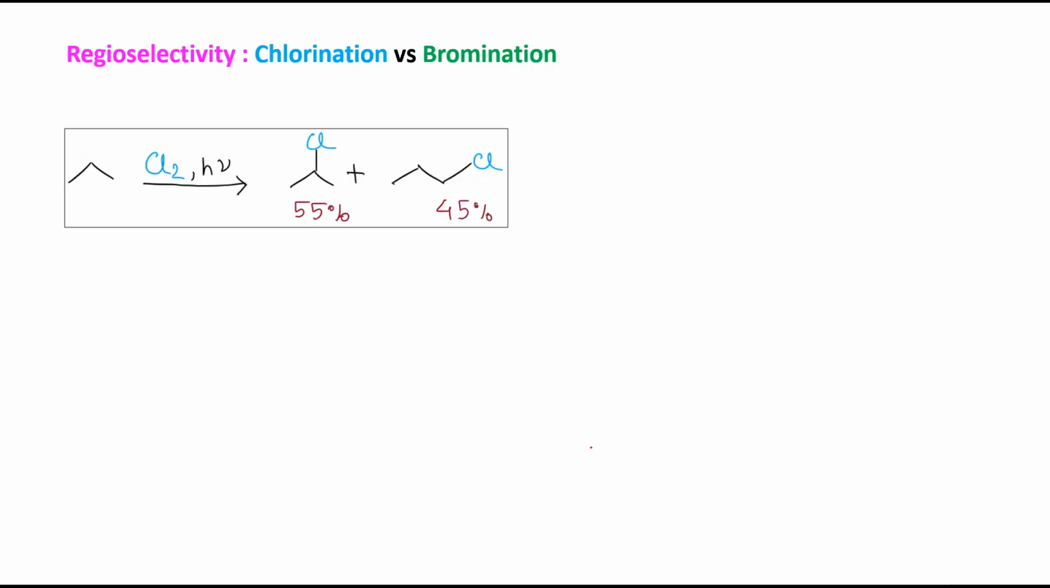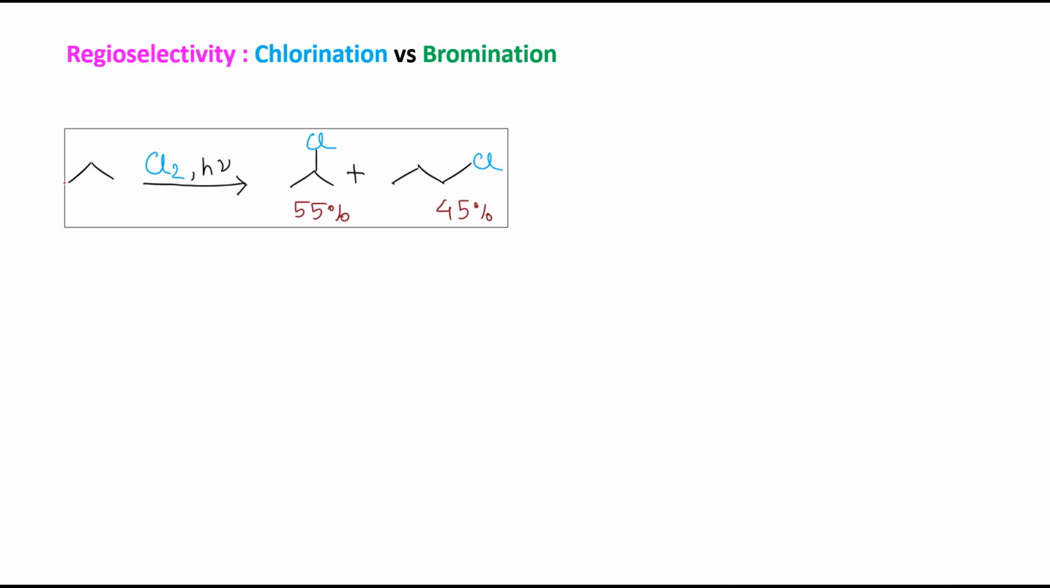Now we will see regioselectivity. First look at this reaction, which is basically chlorination. Once we finish this, we will also compare with bromination. So what do we mean by regioselectivity? In the previous reactions that you have seen, there is only one type of hydrogen. That is a general equation.